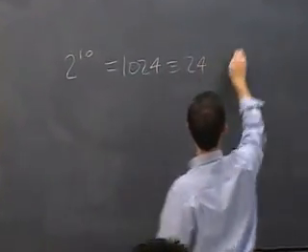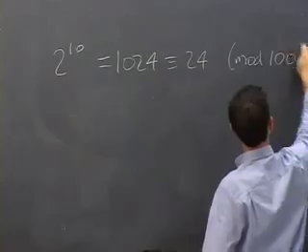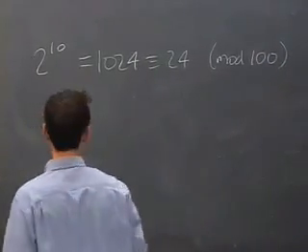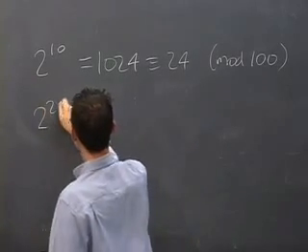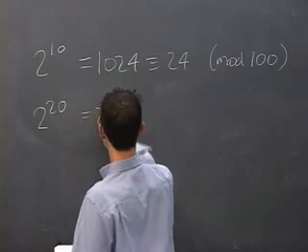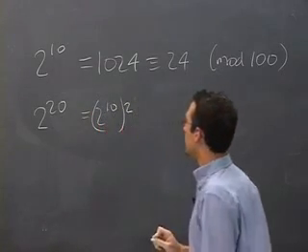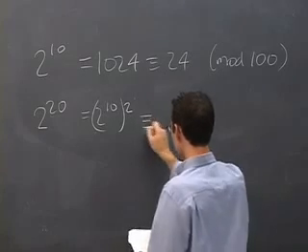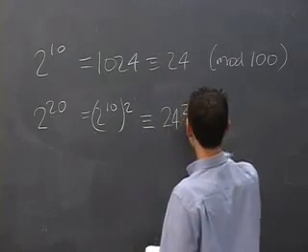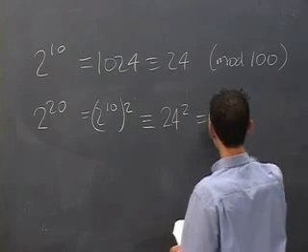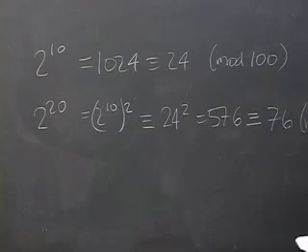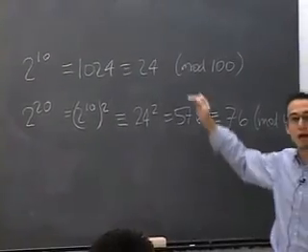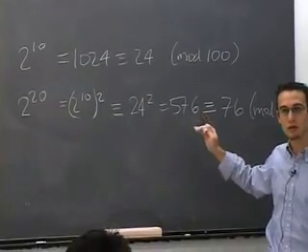Well, 2 to the 10 is 1,024, which is congruent to 24 modulo 100. I do this in part because it's useful. You have to get used to writing things in this kind of notation. If I square this, 2 to the 20 is 2 to the 10 squared, and that means this is 24 squared modulo 100, which is 576, which is congruent to 76 modulo 100. Are there any questions about the computation so far? Is this clear to everyone?